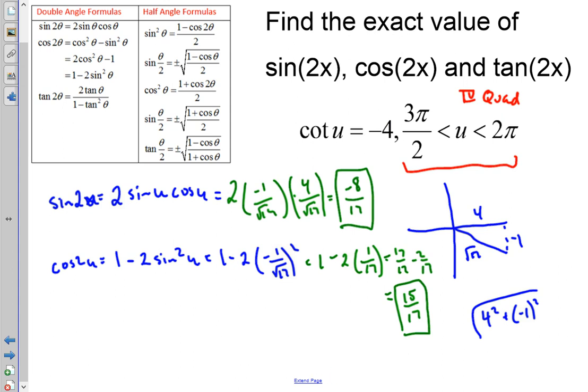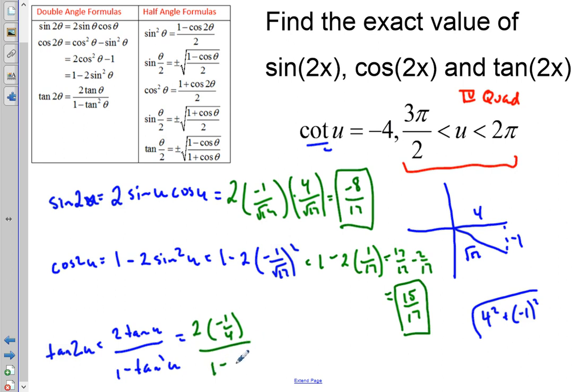Okay, and then going through this one, we can figure out the last, but certainly not least, the tangent of 2u, which is 2 tangent of u over 1 minus tangent squared of u. Well, we know we have cotangent of u, which is the reciprocal of that, so this one should be pretty straightforward. Tangent is going to be -1/4, and then we're going to have 1 minus (-1/4) squared. And you can simplify this. I'm going to let you do that by yourselves just to save time.